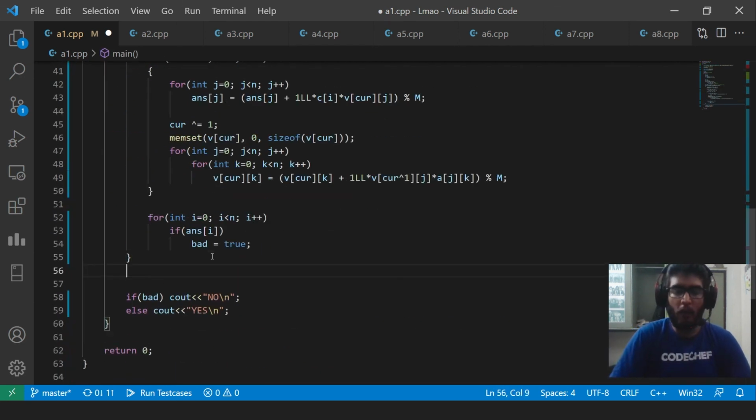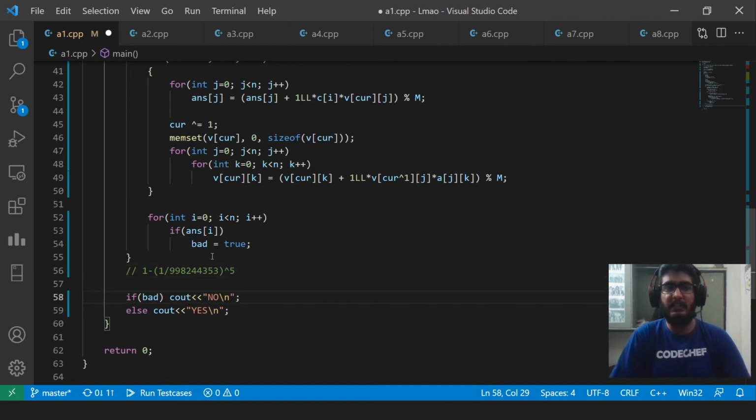The probability of this algorithm failing one time was 1 by 998244353. What is the probability of this algorithm failing 5 times in a row? It is just going to be 1 by 998244353 to the power 5, which is going to be a very, very small number. So this will be the probability of your code failing, and the probability of success of this code is going to be 1 minus this number.